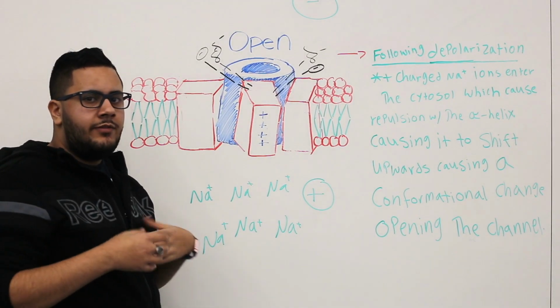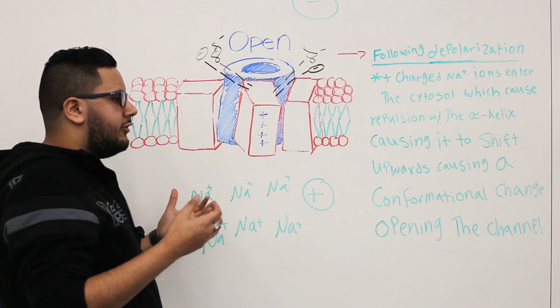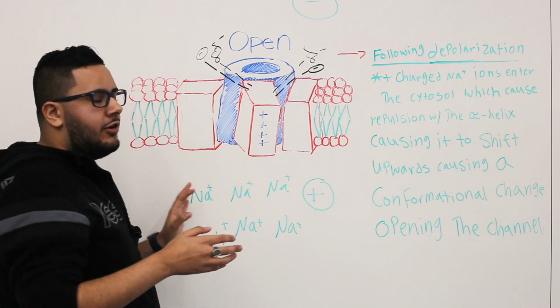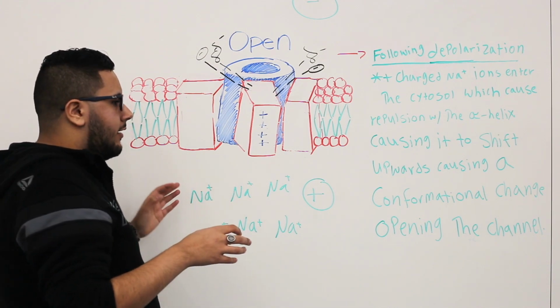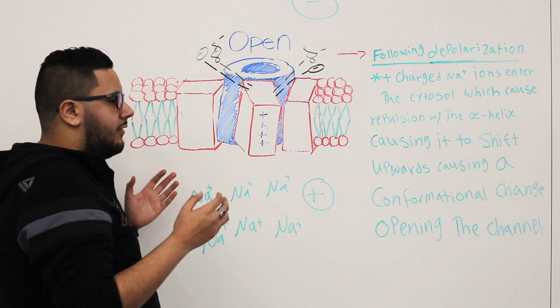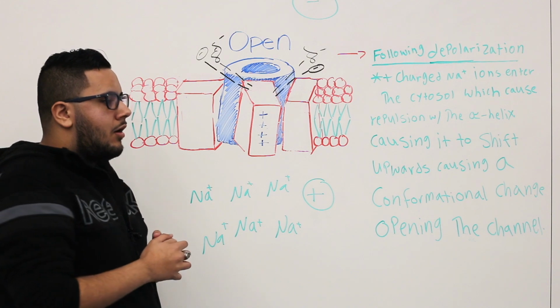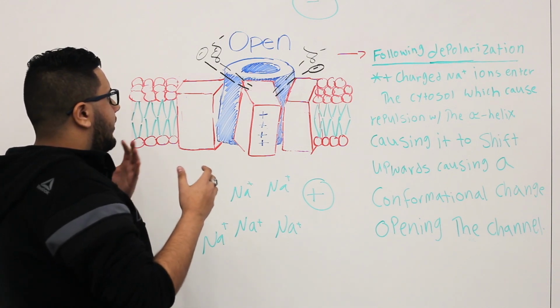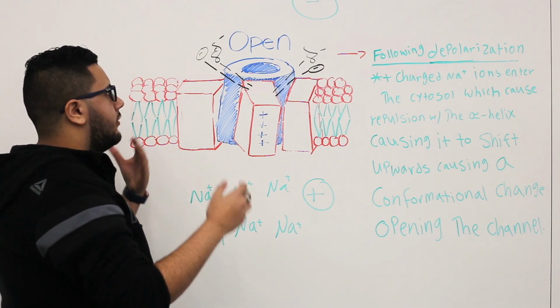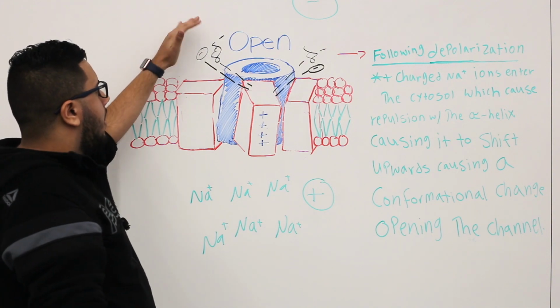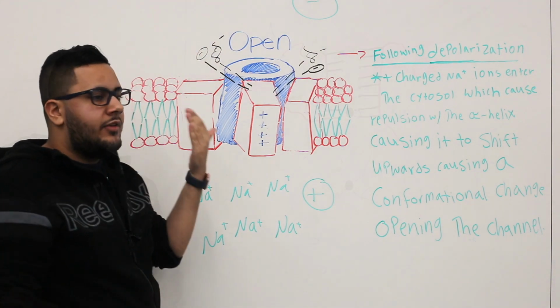So essentially the driving force of opening the channel is the positively charged sodium ions inside the cell that repel the alpha helix and shift it upwards in order to form the favorable non-covalent interactions with the negatively charged ions and molecules outside of the cell.